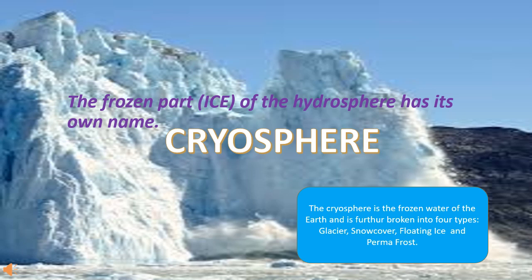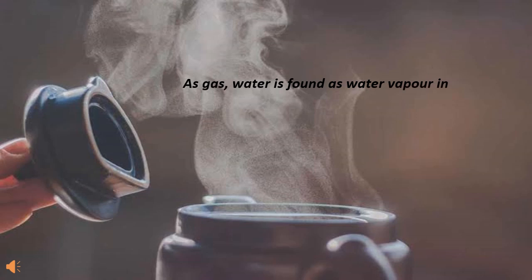The cryosphere is the frozen water of the Earth and is further broken into four types: glacier, snow cover, floating ice, and permafrost. As gas, water is found as water vapor in the atmosphere.